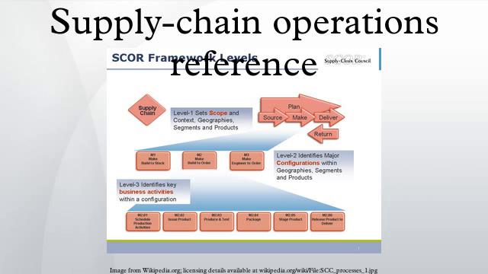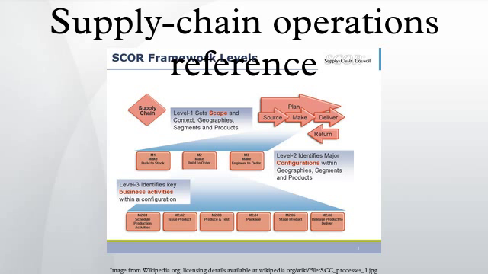Plan are processes that balance aggregate demand and supply to develop a course of action which best meets sourcing, production, and delivery requirements. Source are processes that procure goods and services to meet planned or actual demand. Make are processes that transform product to a finished state to meet planned or actual demand.